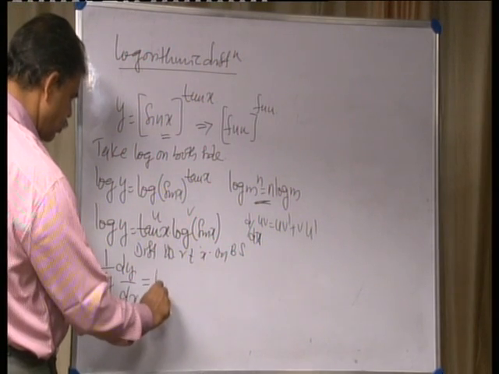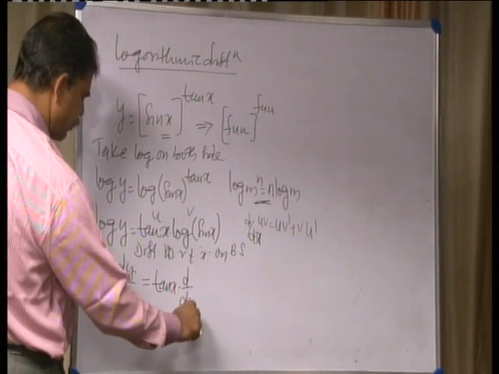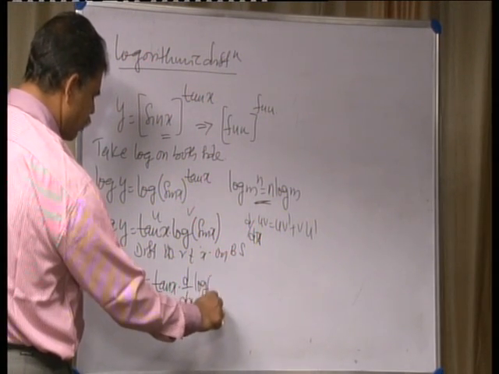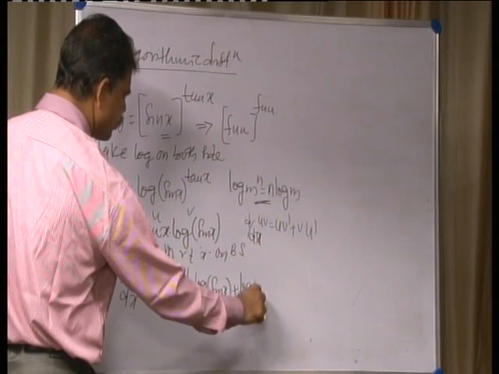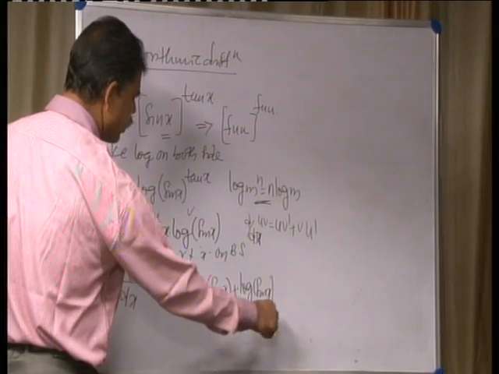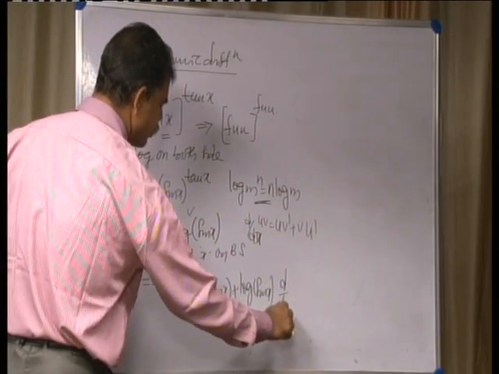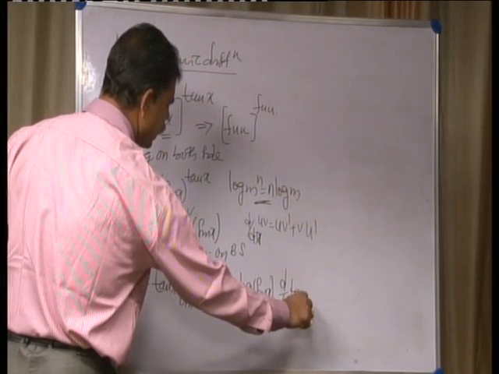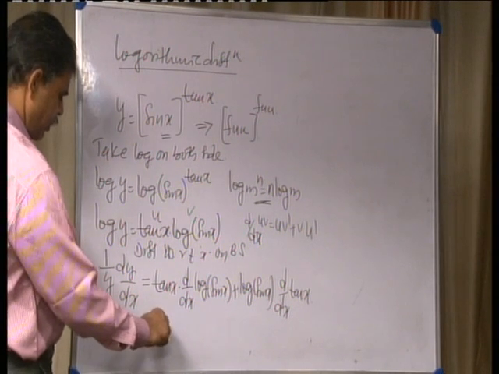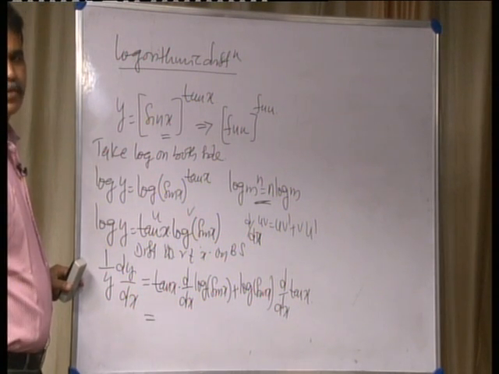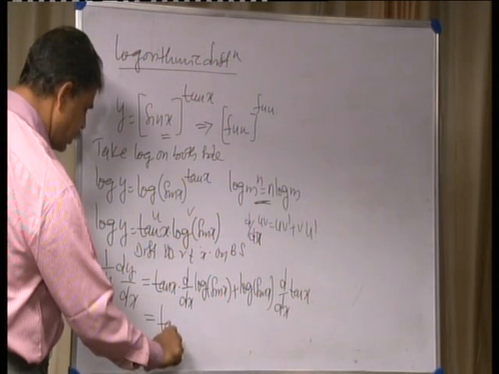According to that, you keep tan x as it is into differentiation of log of sin x, plus log of sin x is to be kept as it is, v is kept as it is, into differentiation of u. What is u? U is tan x. Then wherever we have d by dx, that is to be differentiated, other terms are kept as they are, hence tan x remains the same.